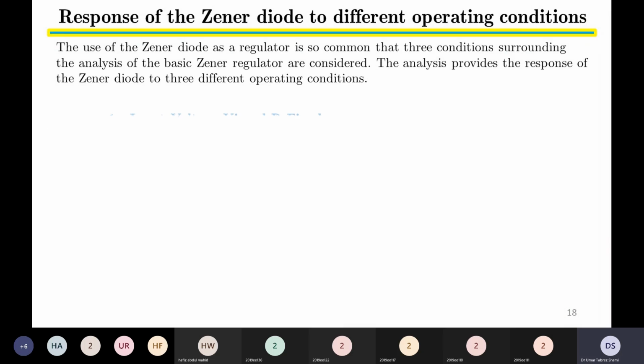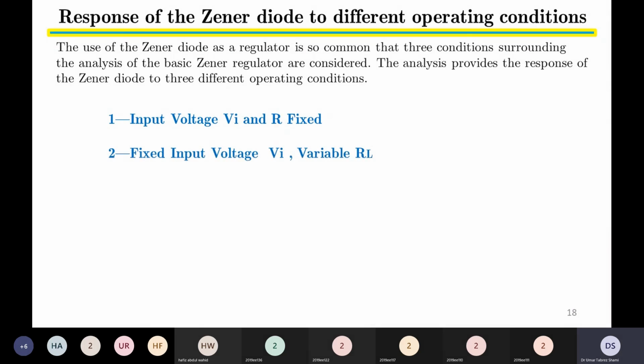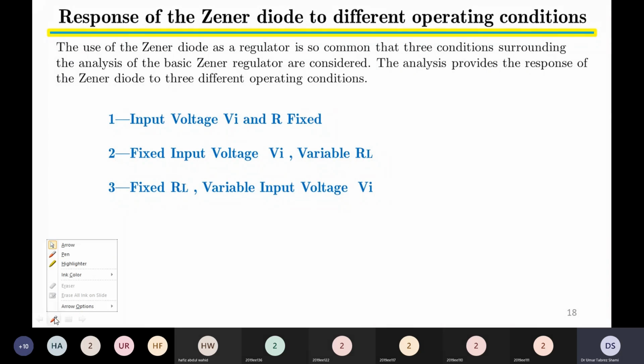Title of the slide is Response of the Zener diode to different operating conditions. Now, the use of Zener diode as a regulator is so common that three conditions surrounding the analysis of the basic Zener regulator are considered. The analysis provides the response of the Zener diode to three different operating conditions.